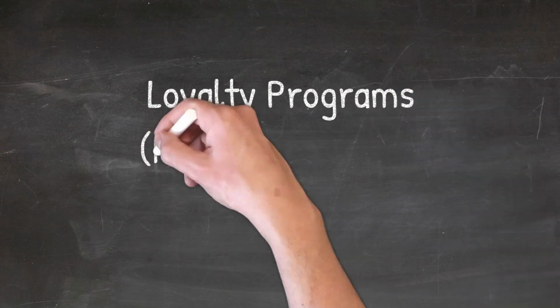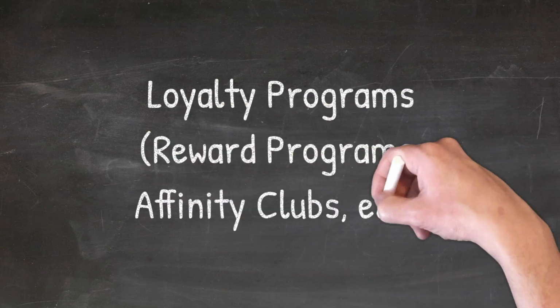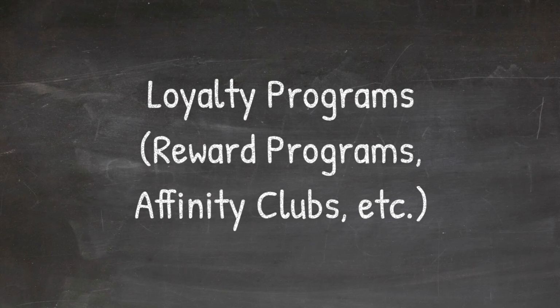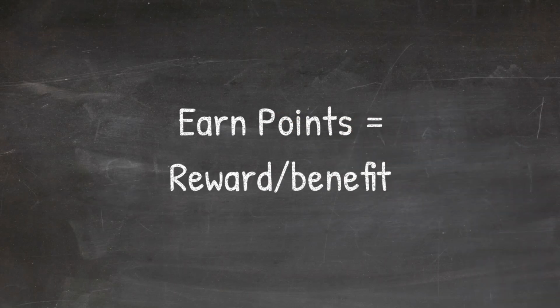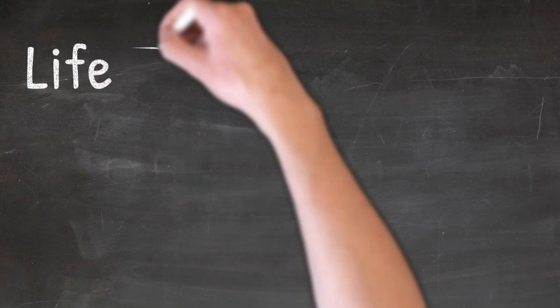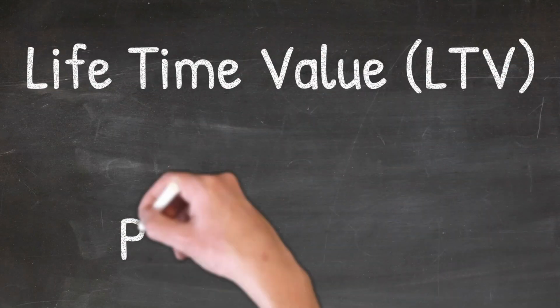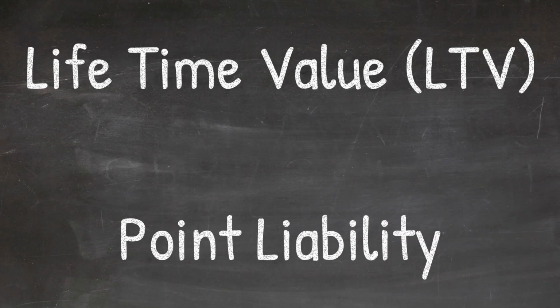Now, one tactical program that revenue managers need to be aware of is loyalty programs or reward programs or affinity clubs, etc. This is where you earn points based on purchases, and you're then given rewards or some level of benefit when you turn those points in or cash those points in. Now, this is based on the lifetime value of a customer. The theory is you're going to get more value from a customer over the life of their purchasing behavior of your product.